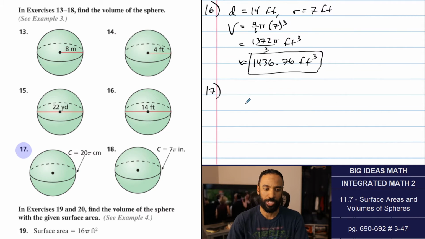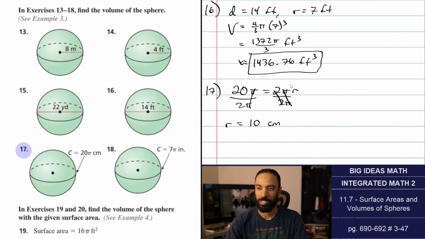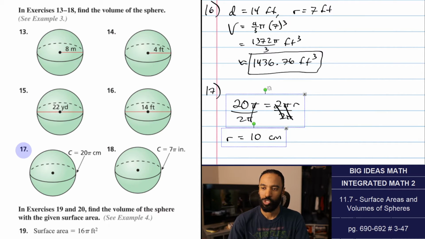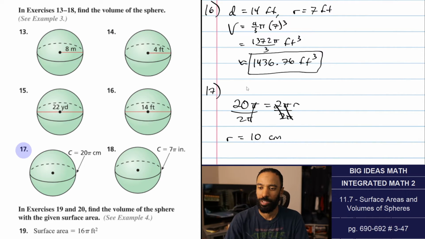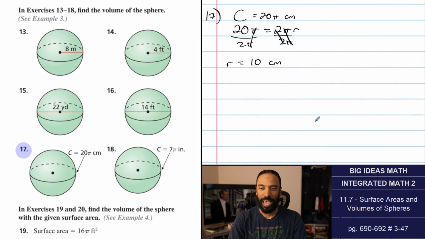So we're going to find the radius here as well. The circumference equals 2 pi r. We would divide both sides by 2 pi here. And pi's cancel, 2's cancel there. You're left with the radius of 10 centimeters. Sorry, I should have set this up by saying the circumference was 20 pi centimeters. Circumference equals 20 pi centimeters. Okay, so the radius is 10 centimeters.